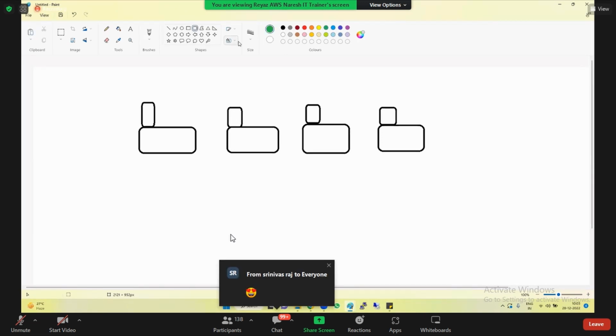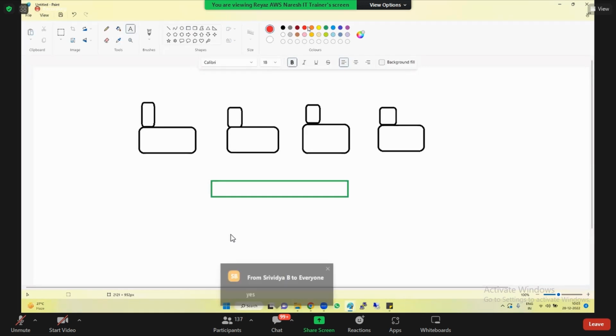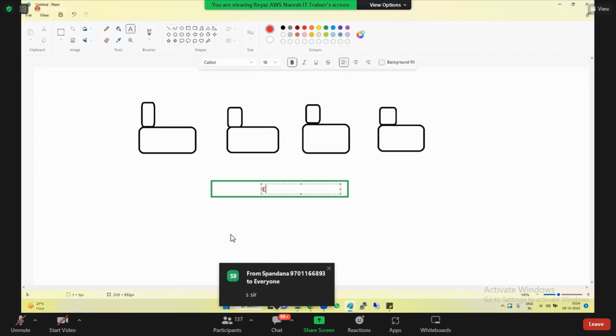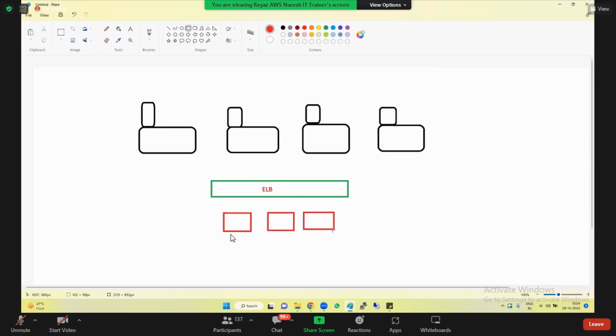So this captain will open the website. Obviously, I have set up my website, right? That website will hit my load balancer, correct? It'll hit my ELB. So below this ELB, I have my EC2 instance, correct? I have the EC2 instance with my application.